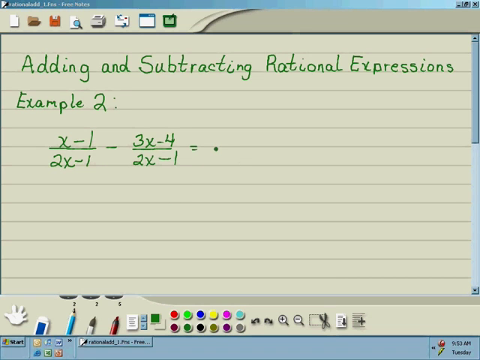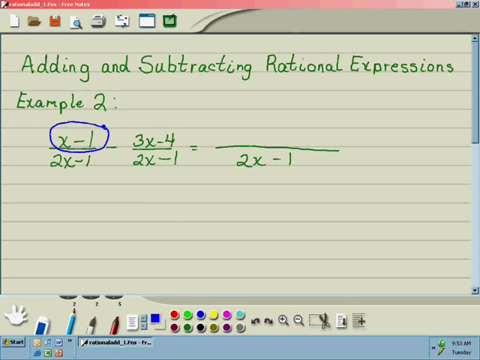In this particular example, we do have like denominators, which means we can go on and add and subtract without worrying about getting a common denominator first. Our denominator is 2x minus 1, and I'll go on and put that as my common denominator. The next step is to look at our subtraction, again because of the subtraction sign, and we want to subtract our two parts. We'll subtract x minus 1, and from x minus 1, we'll subtract the 3x minus 4.